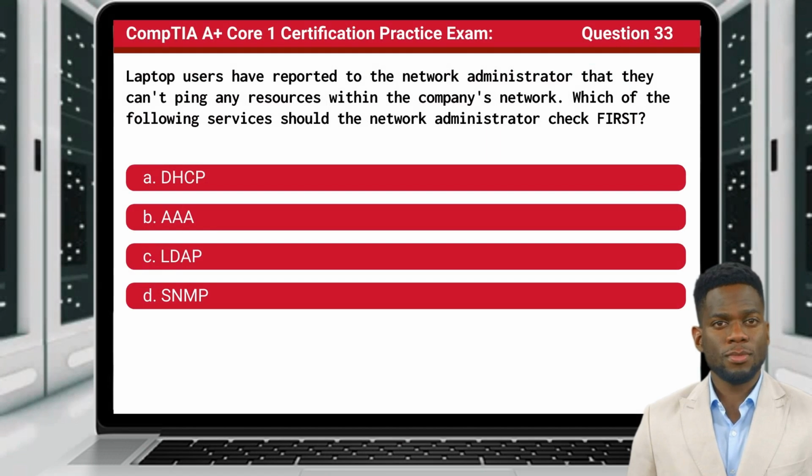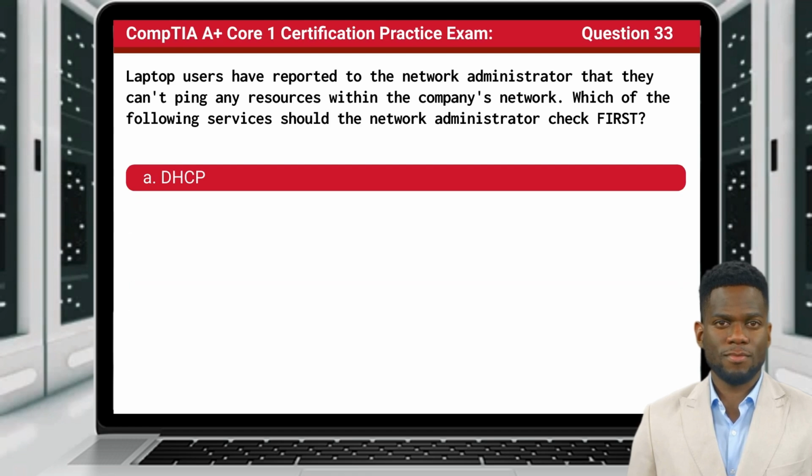Question 33. Laptop users have reported to the network administrator that they can't ping any resources within the company's network. Which of the following services should the network administrator check first? The answer is A. DHCP.